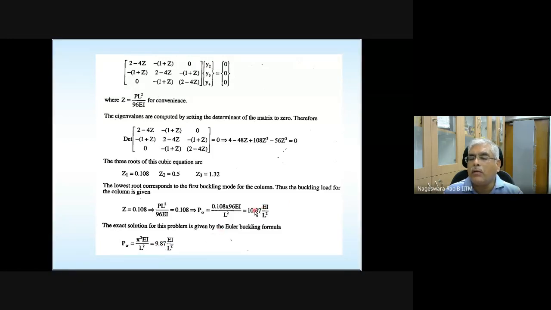If you want to converge this value, whatever critical buckling load you got, so that it is close to the exact value, you need to increase the number of elements. We will see that in a while. So this is how you determine the critical buckling load. You solve for Z1, Z2, Z3.